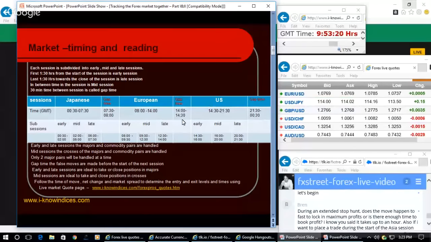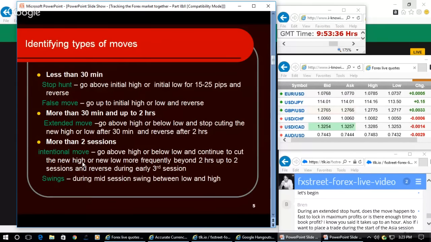Then afterwards, during the gap time, they make the false move. And then during the early session, the opposite move. Then during the mid session, the swing. And in the late session, either breaching the high or the low. Okay, this is how they continue to make the moves in the day. What happens? They do the intentional move for 2 sessions, and at the start of the 3rd session, that is the first session rise, swing and rise, second session. In the 3rd session, they make one upward move and then drop, booking profit on their buys.